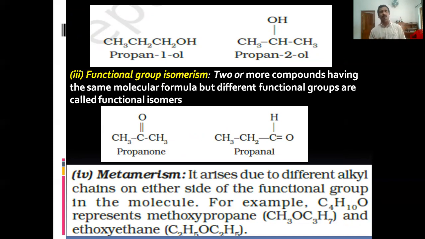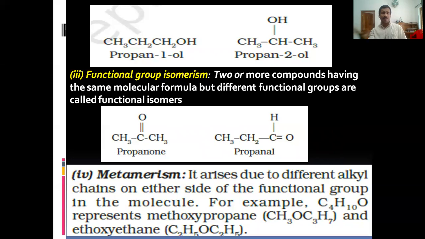Now the third one, functional group isomerism. Same molecular formula, but they differ in functional group. The functional groups present in the two or three molecules will be different. That is functional group isomerism or functional isomerism. Two or more compounds having the same molecular formula but different functional groups are called functional isomers. Here you can see an example, propanone and propanal. Propanone is a ketone. Propanal is an aldehyde.